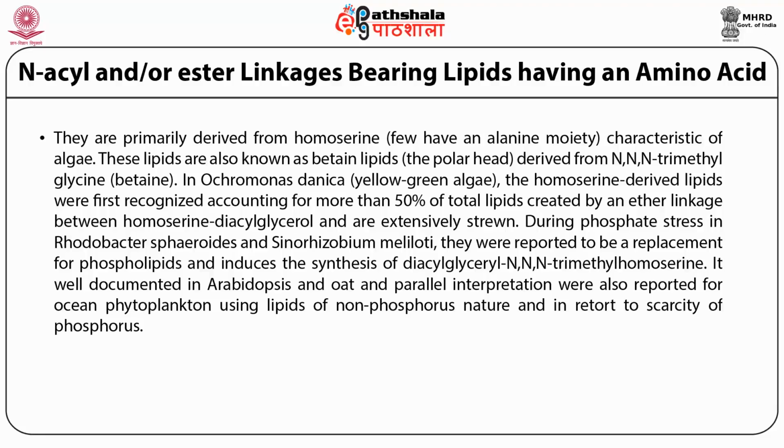In Ochromonas danica, which is a yellow-green algae, the homoserine derived lipids were first recognized, accounting for more than 50% of the total lipids, created by an ether linkage between the homoserine and diacylglycerol, and are extensively present. During phosphate stress in Rhodobacter sphaeroides and Sinorhizobium meliloti, they were reported to be a replacement for phospholipids, and they induce the synthesis of diacylglycerol N trimethyl homoserine.